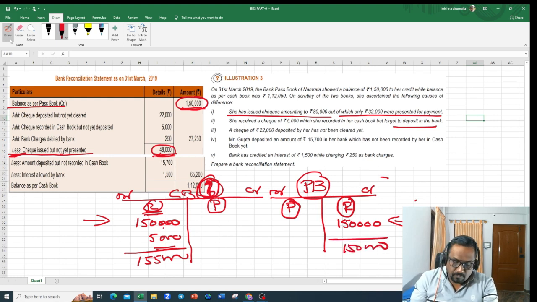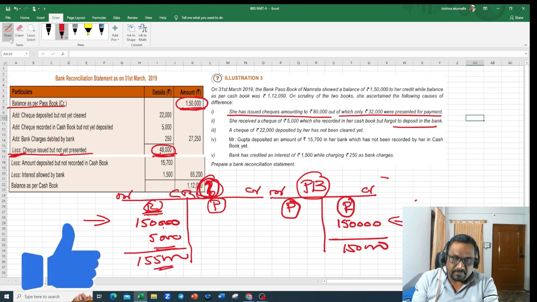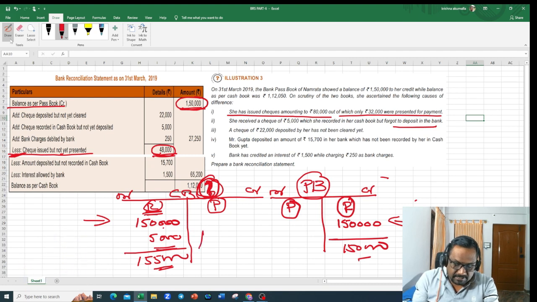Clear? Now, is the question mark balance increased or decreased? The question mark balance is 1,55,000. This is 1,50,000. So the question mark balance is increased, so we need to add. If it is increased, we have to add. If the question mark balance is reduced, I have to reduce. So since the question mark balance is increased to the extent of 5,000, I'm adding that 5,000. What am I supposed to write? Checks recorded in cash book but not yet deposited, 5,000. Simple. That I added. Clear?